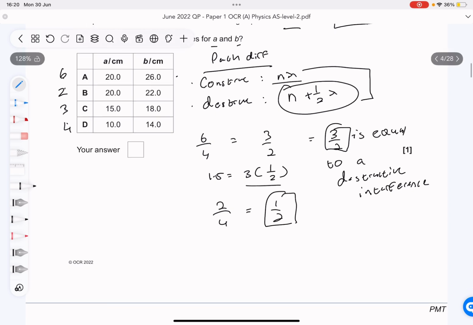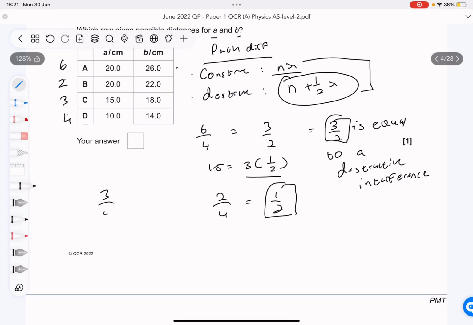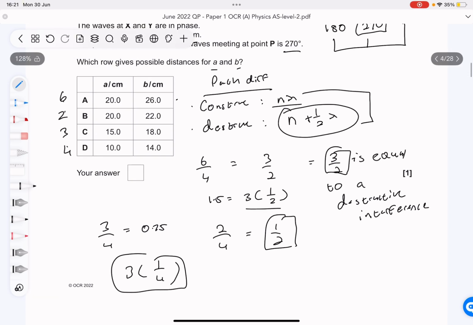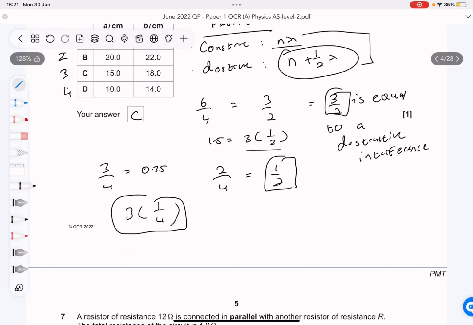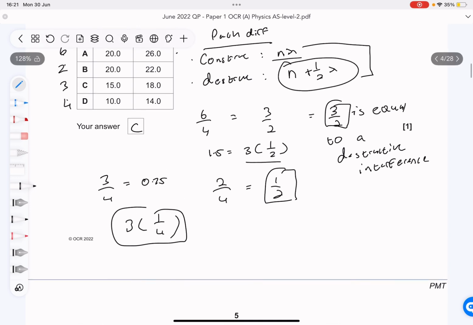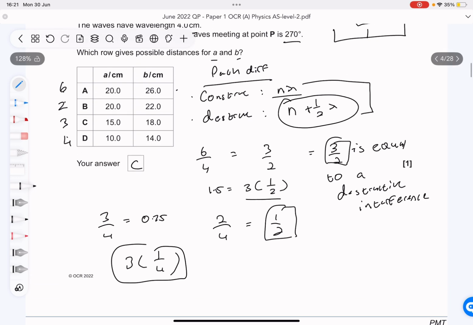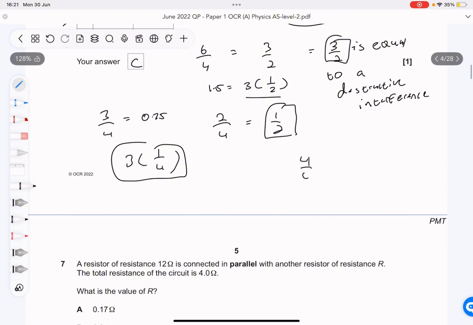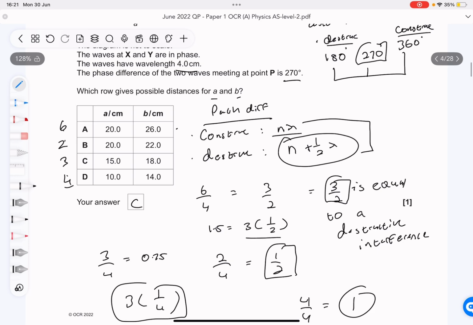Now, number 2, or B, we have 2 over 4, which is a half, which is definitely destructive. Now for C, we have 3 over 4, which is 0.75, or 3 lots of a quarter. Now that's not constructive or destructive, so that's our answer. Because if it was constructive, it'd have to be a whole number of wavelengths, but it's not. And if it was destructive, it would have to be a half of a wavelength, which it's not. So C is the correct answer. And just to check, D is wrong as well, because 4 over 4 equals 1, which is a whole number. So therefore, C is the correct answer.